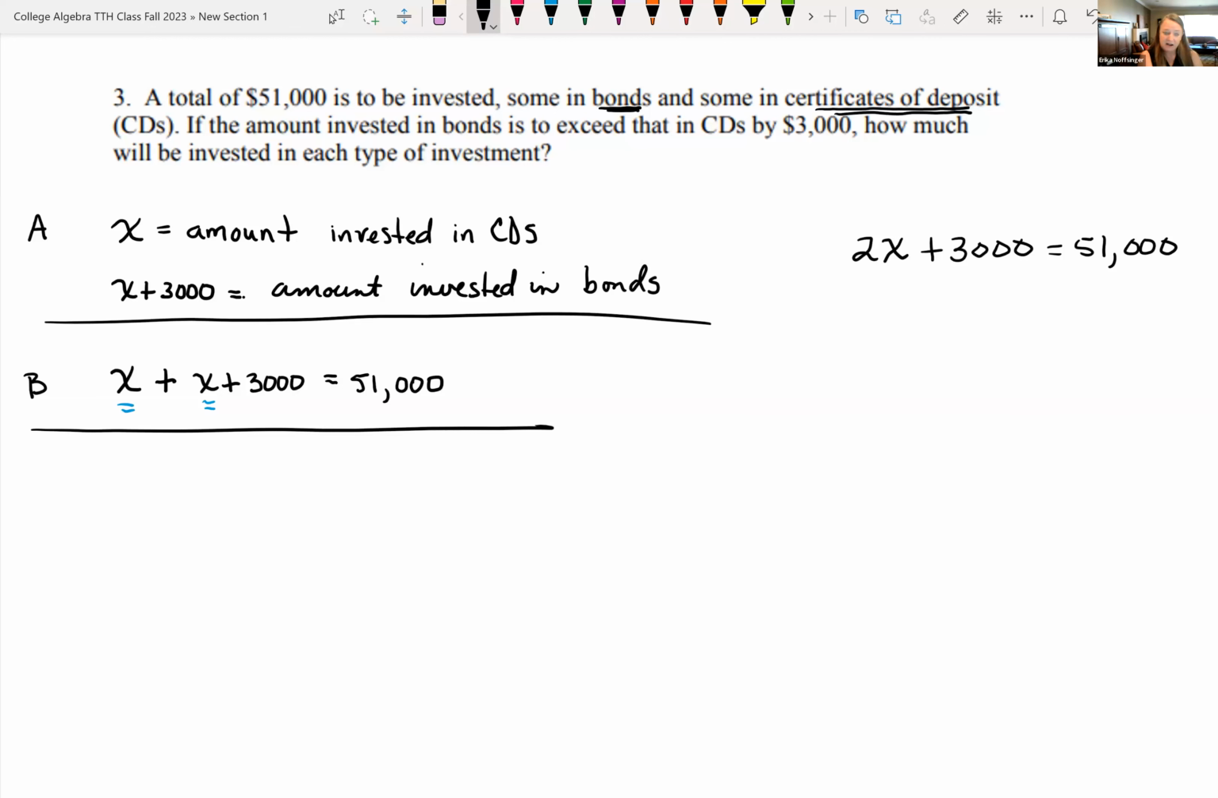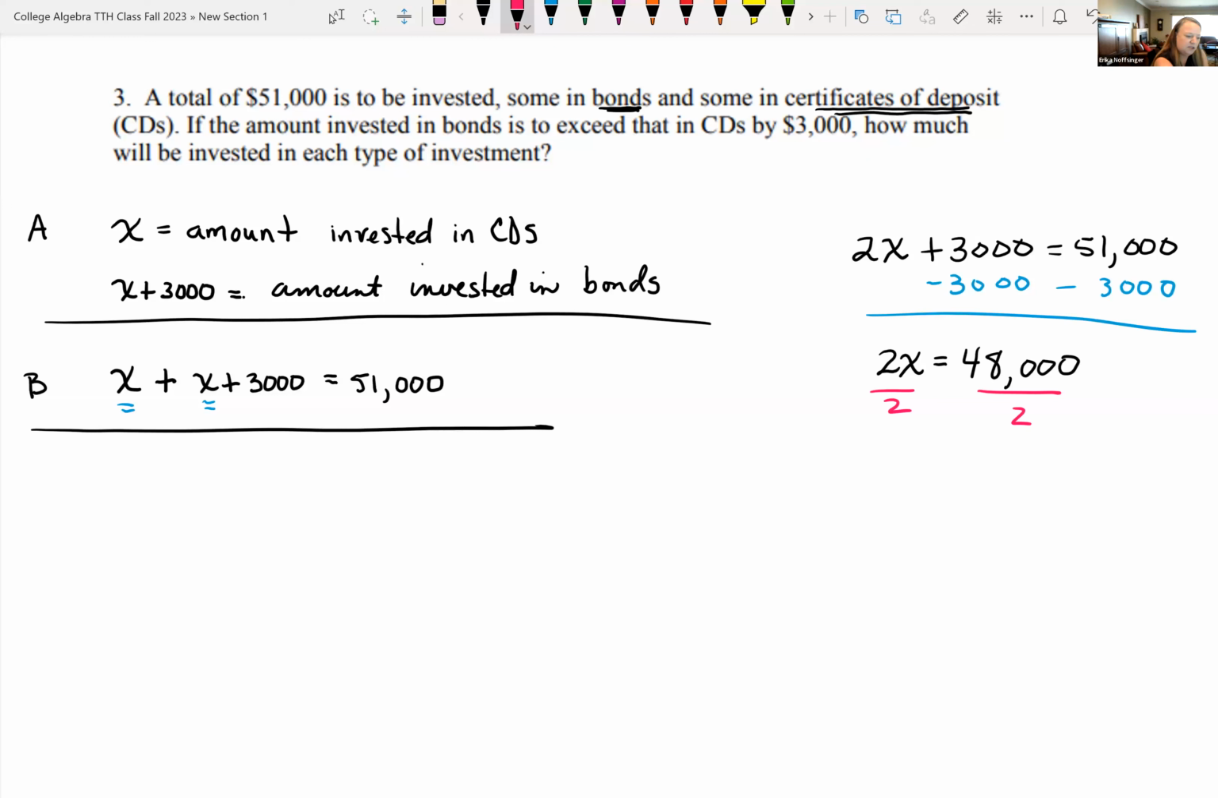We want to isolate our variable, so we're going to subtract 3,000 on both sides of our equal sign. So we're left with 2X is equal to 51,000 minus 3,000, which is 48,000. To get X by itself, we can divide both sides by 2. So we get X is equal to 24,000.